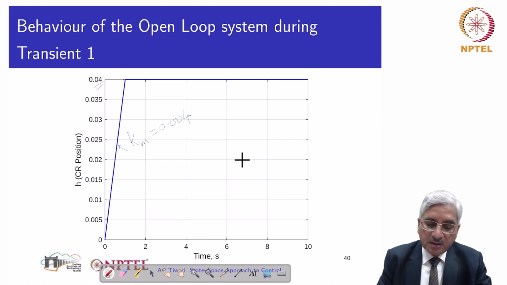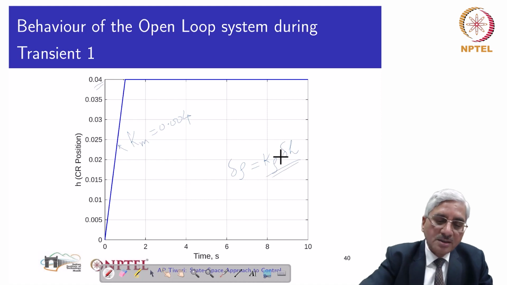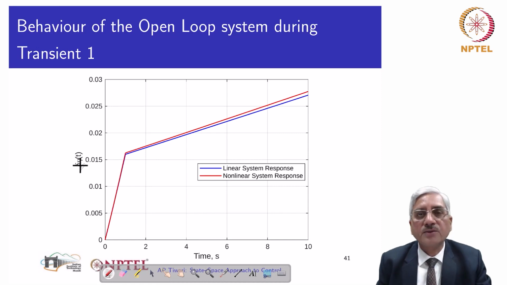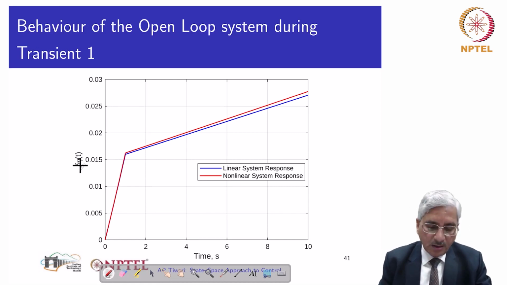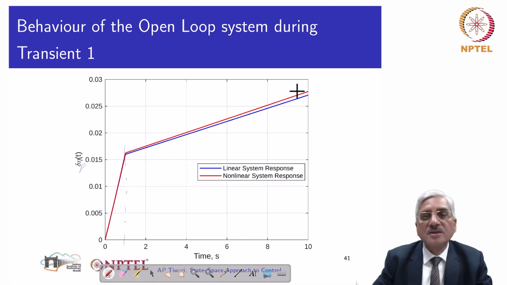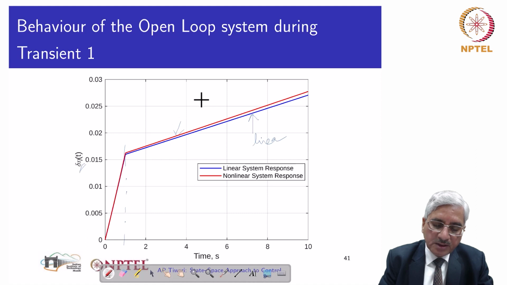And we have seen that reactivity rho is k rho times delta H. So there is positive reactivity into the system, and thereby the neutron density should rise. It indeed does. This is the change in neutron density with respect to the equilibrium value of 1. Initially, when the control rod is moving, it starts rising, and subsequently it rises at a constant rate as shown by the linear model. However, this will be exponential for the nonlinear model.